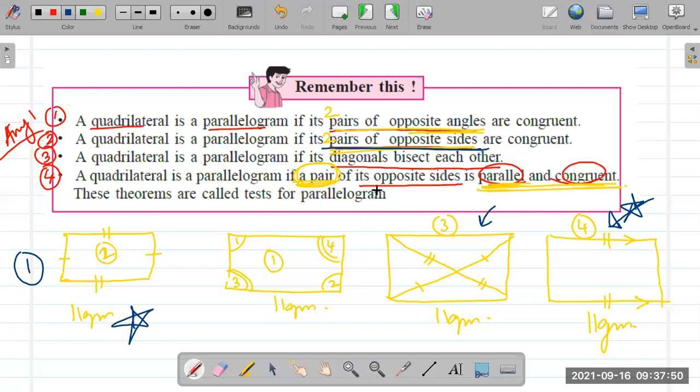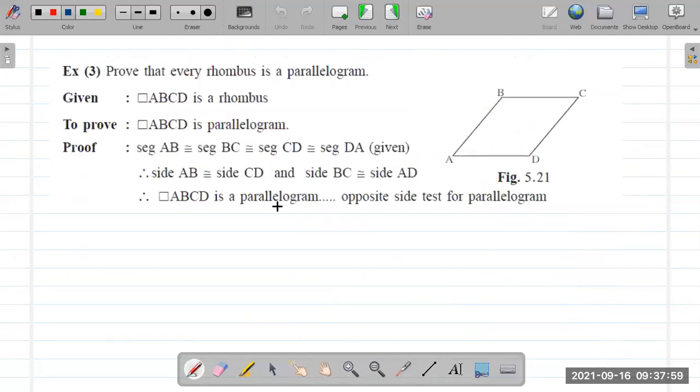Okay. So you should be very clear on how to select the property, because if you select the correct property, then it is very easy for you to prove. So in this question, we are going to use the property that if the opposite sides are congruent, then it is a parallelogram. First thing, what are we given? This is a rhombus. We have to prove that it is a parallelogram. Since it is a rhombus, we are given that all the sides are congruent. So AB is congruent to CD and BC is congruent to AD. All of them, they are congruent to each other.